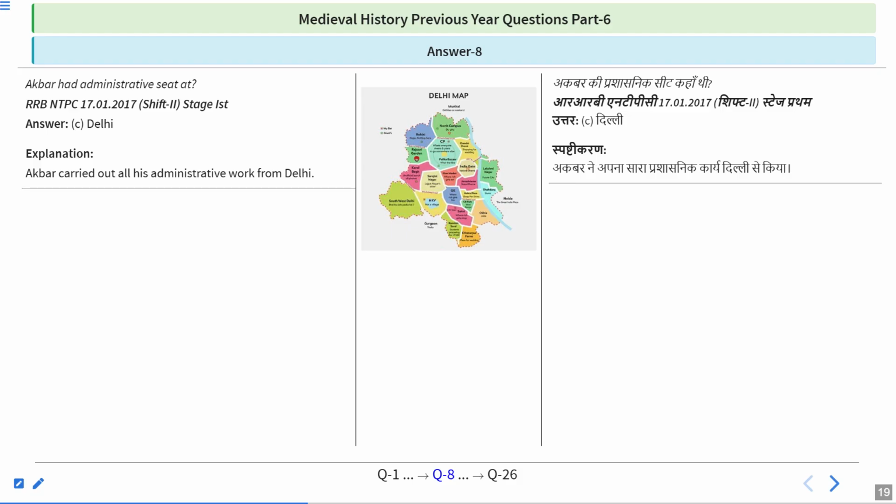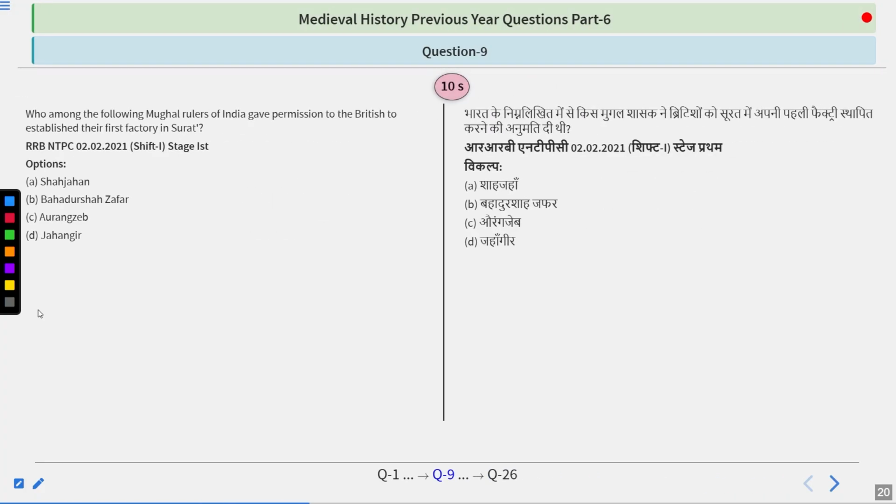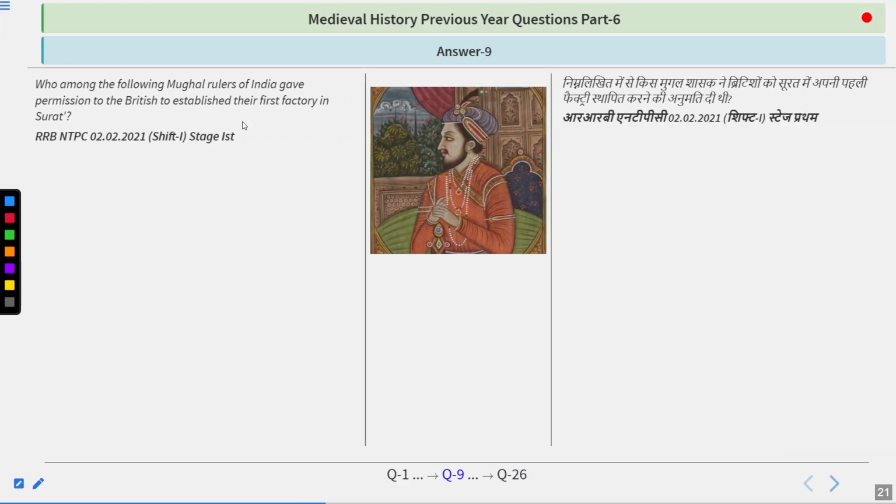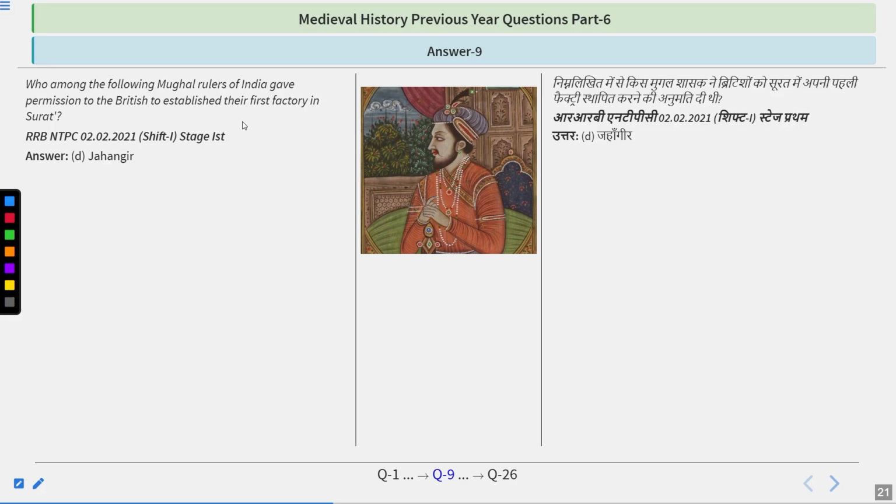Who among the following Mughal rulers of India gave permission to the British to establish their first factory in Surat? Shah Jahan, Bahadur Shah Zafar, Aurangzeb, or Jahangir? So try to figure this answer. And I guess you have figured it out. Very simple question. The answer is Jahangir, also known as Salim.